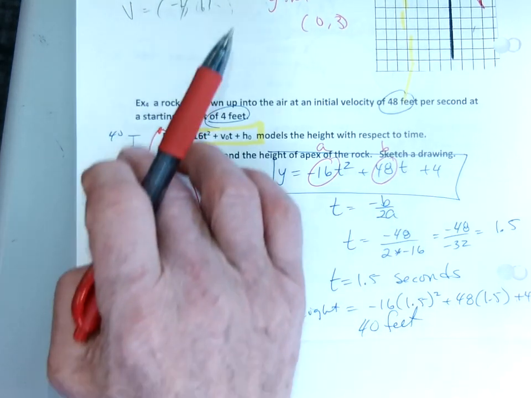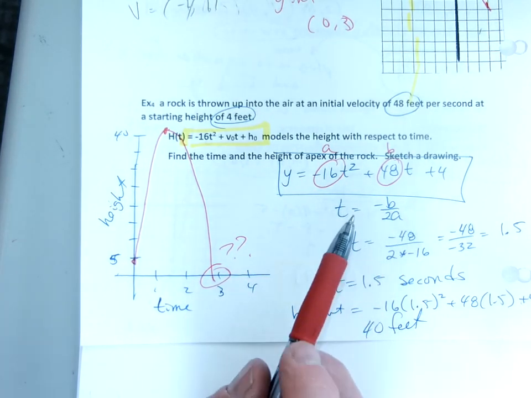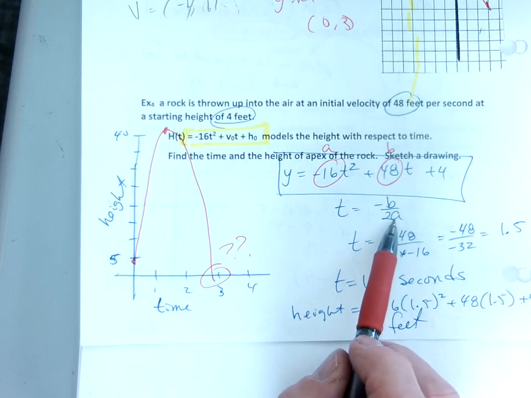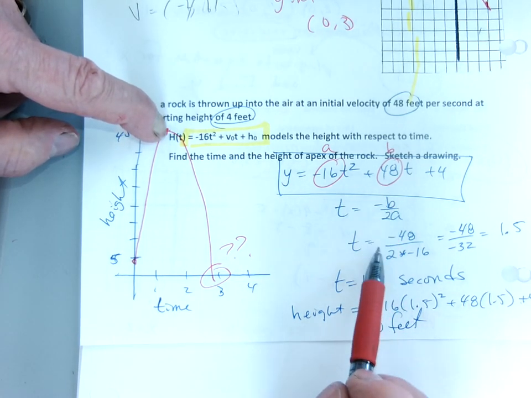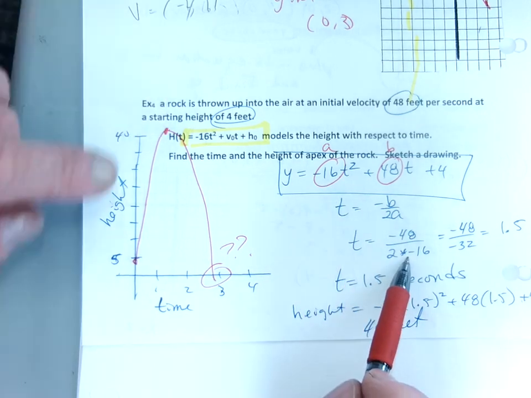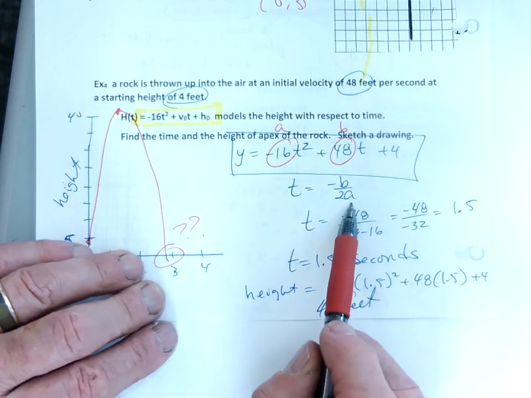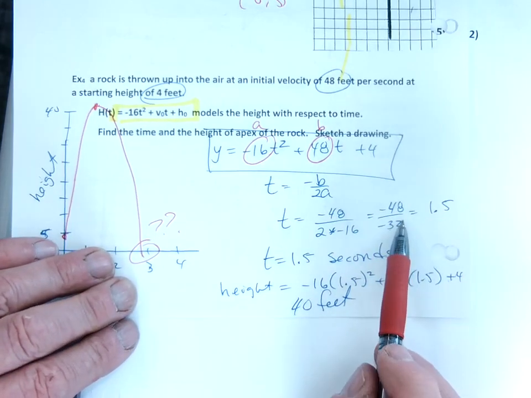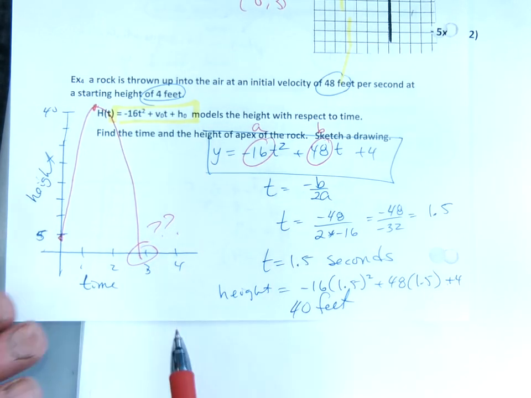Okay, I know it goes up and then comes back down over time. The equation, I'm going to use, again, my negative b over 2a because I want the vertex. So I did the negative b, which is negative 48 over 2 times a, which is negative 16. There's my negative b over 2 times a, negative 16. I simplified it and I got 1.5. 1.5 seconds to get to the top.